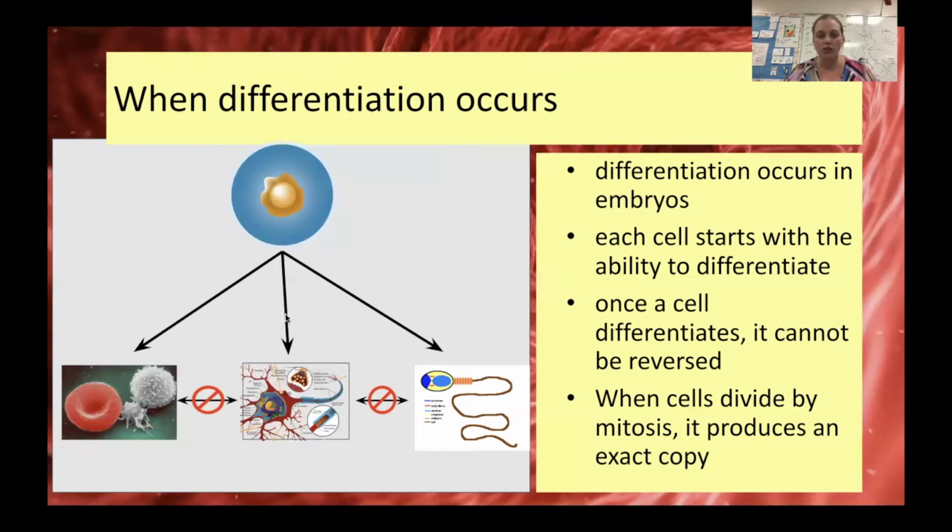Once this stem cell is made, say, a nerve cell, this nerve cell can't change back into a stem cell, nor can it turn itself into a red or white blood cell or a sperm cell or any other kind of cell. It is stuck being a nerve cell.